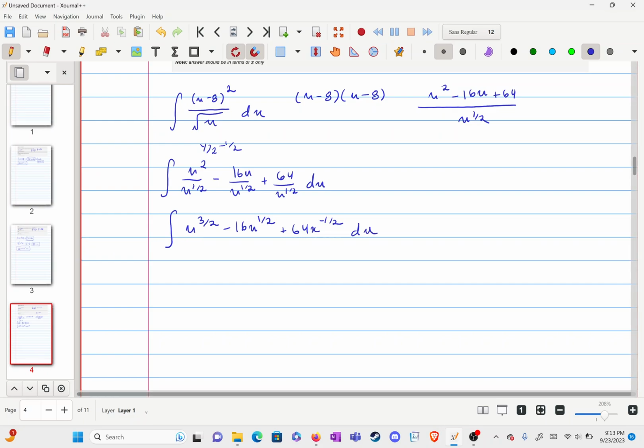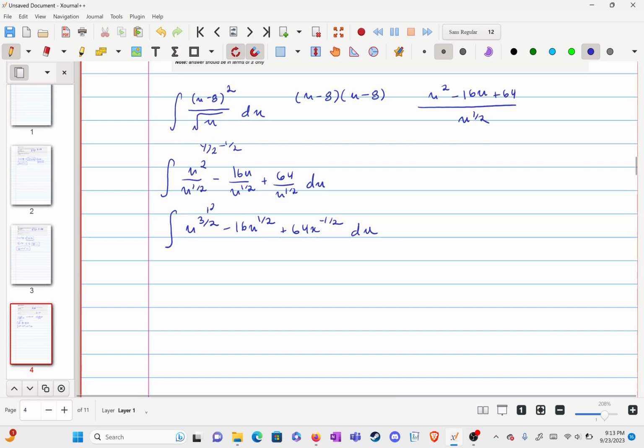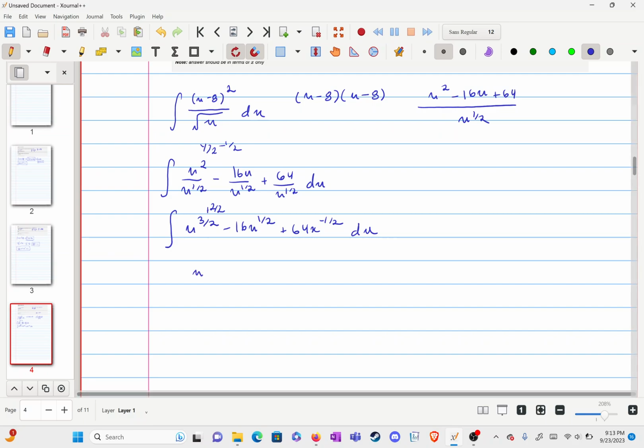And now we just got to evaluate it. So now we're going to add 1 to the exponent of each u. So we got plus 2 over 2. That's u to the 5 over 2. And we have to multiply by the reciprocal. So it's going to be 2 over 5 times u to the 5 halves power. We're going to add 1 over here, so 2 over 2. It's going to be 3 over 2. So minus, the power is going to be 3 over 2.